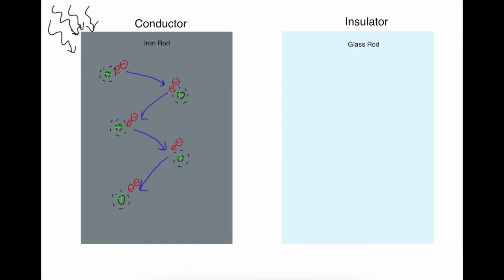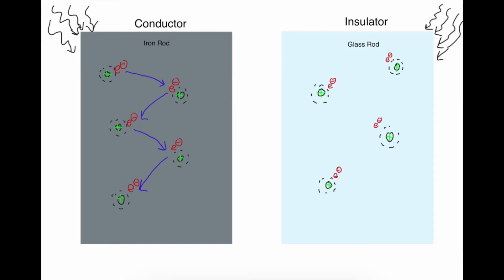When we look at the atoms of the insulator, or the glass rod, the atomic makeup is similar: a nucleus with protons and neutrons, and electrons flowing around it. But the key difference is that insulators don't have the ability to transfer their electrons from one atom to another. That means if an electrical current hits the glass rod, the current will stop there because it won't be able to transfer the energy from one end to the other.